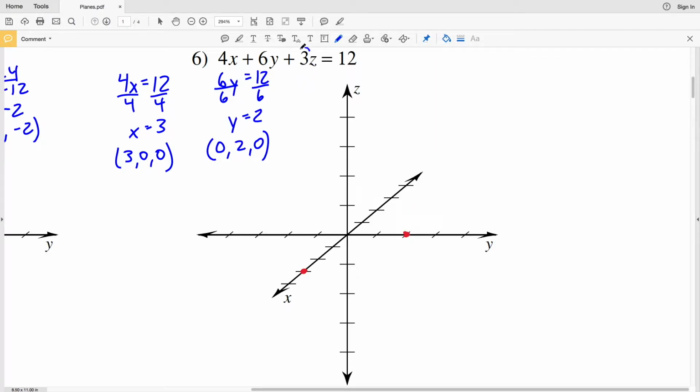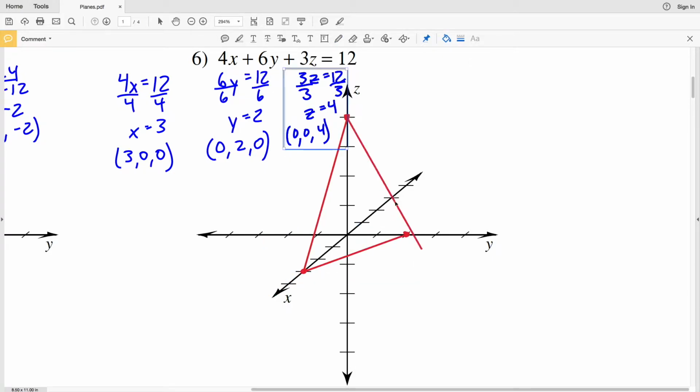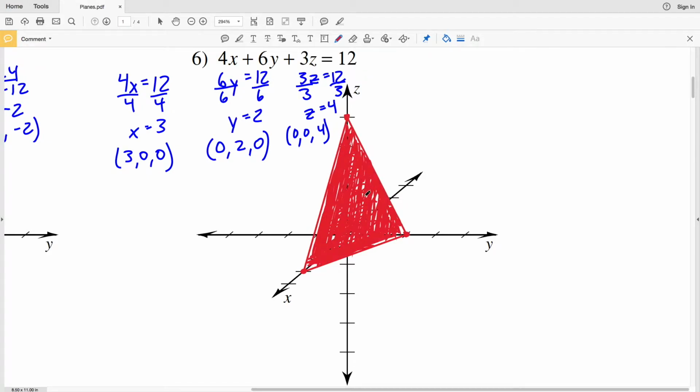And lastly, that z-intercept, if x and y are 0, that's going to be 3z equal to 12. So dividing both sides by 3, I'll get that z equals a positive 4. So I'm going to plot the point 0, 0, 4. 0 forward or back, 0 right or left, but 4 up. 1, 2, 3, 4. Now I would connect each of those points with a line and shade that in for my plane. And that's my solution in number 6.